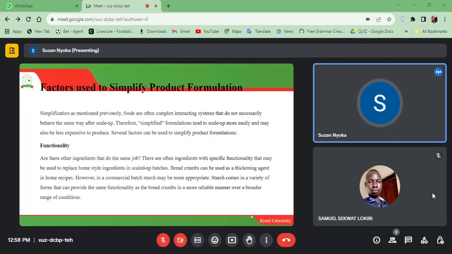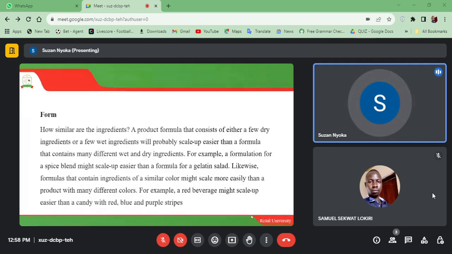And then two, you can consider form. How similar are the ingredients? A product formula that consists of either a few dry ingredients or a few wet ingredients will probably scale up easier than a formula that contains many different wet and dry ingredients. For example, a formulation for a spice blend might scale up easier than a formulation for a gelatin salad. Likewise, combinations containing ingredients of a similar color might scale up easier than a product with many different colors.